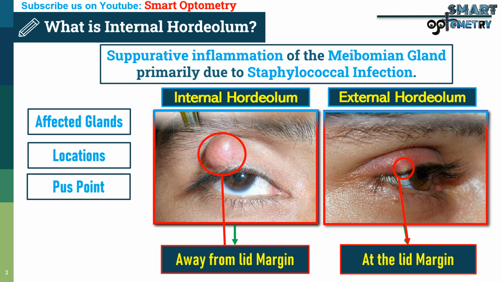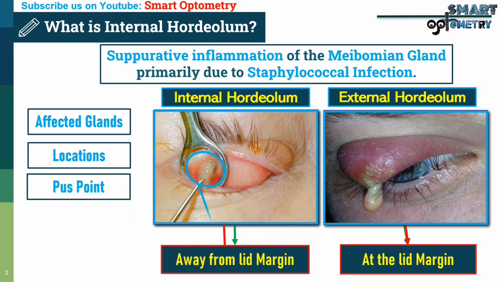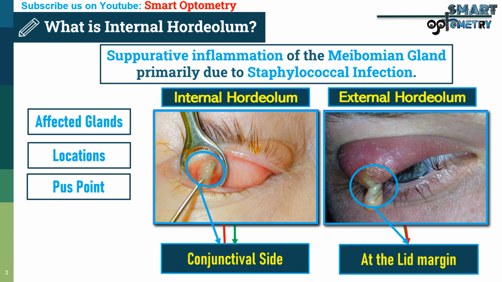3. Pus point. The pus point of internal hordeolum is located on the conjunctival side. The pus point of external hordeolum or stye is at the lid margin.